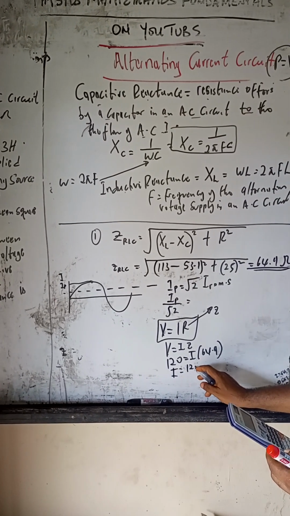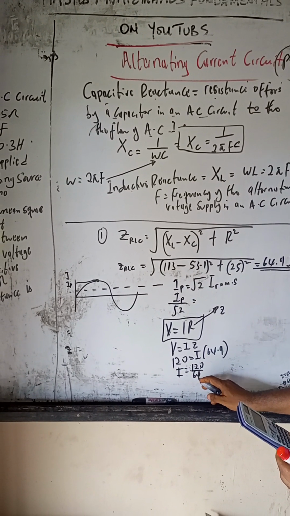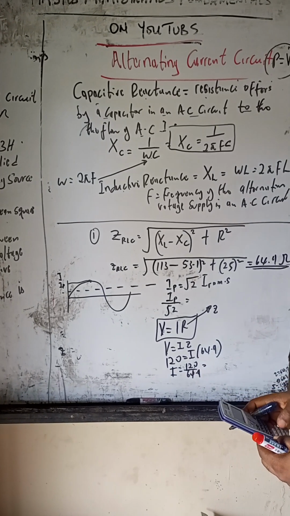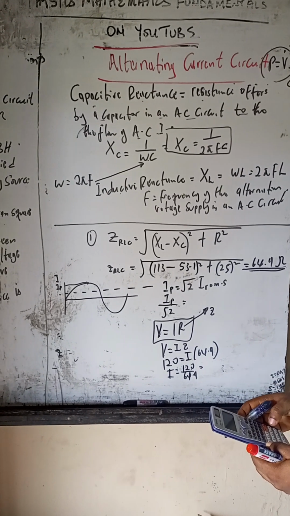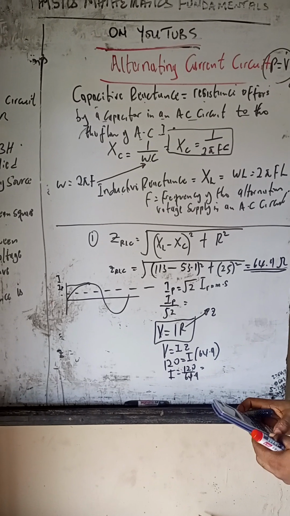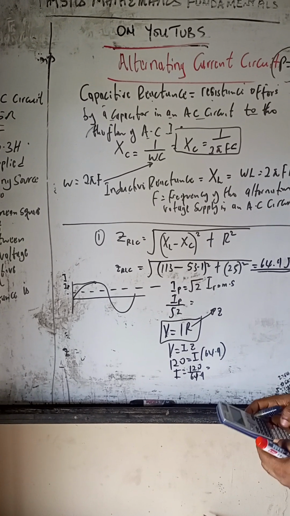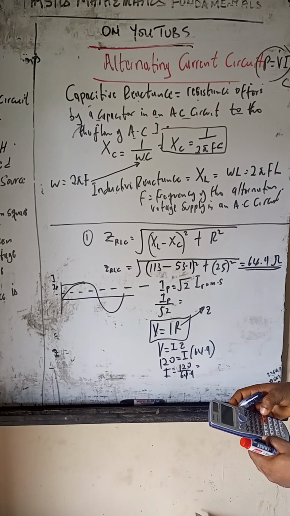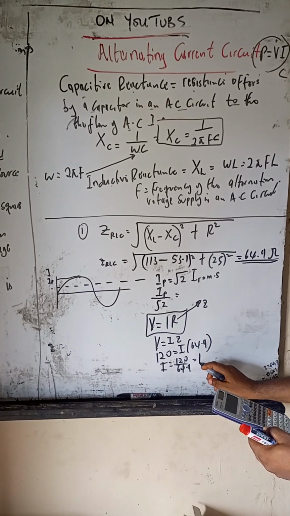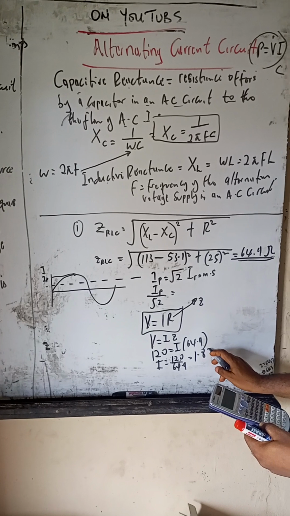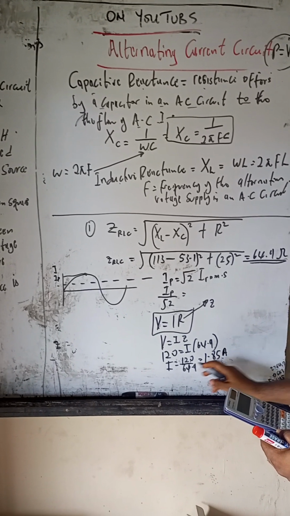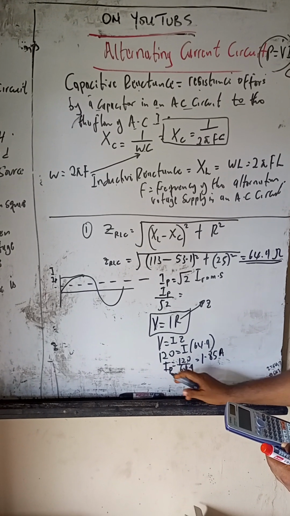So if you press the calculator, we make I the subject of the formula. So it's going to be 120 divided by 64.9. It gives us 1.85 ampere. This value that we get here is the peak value.